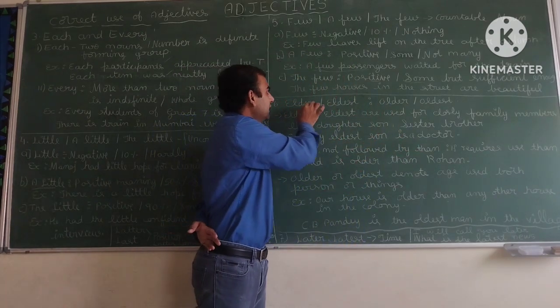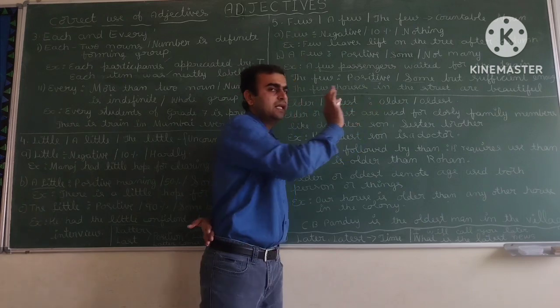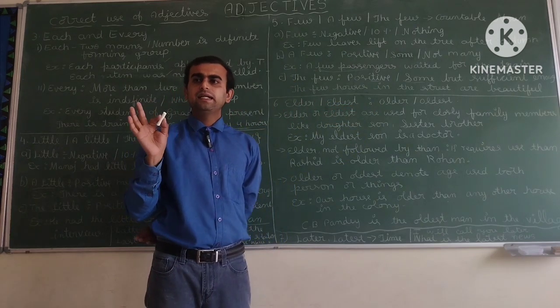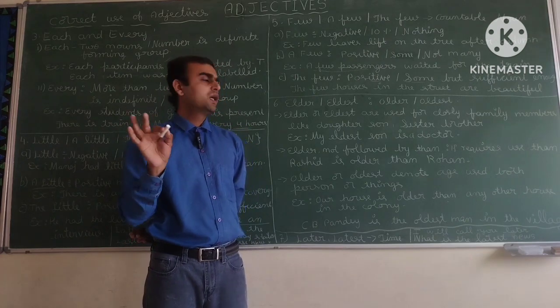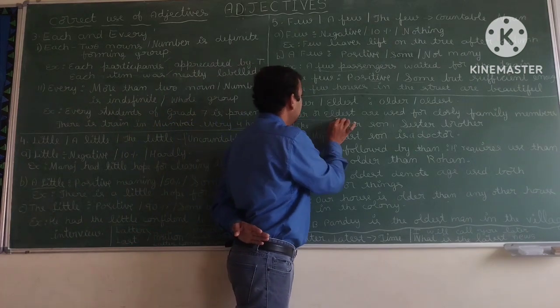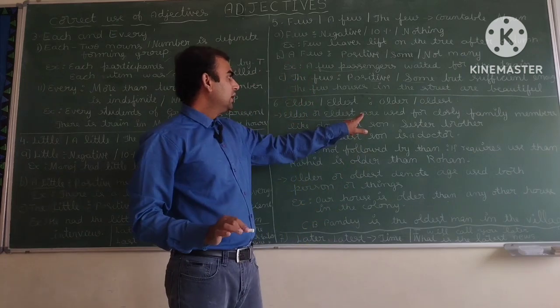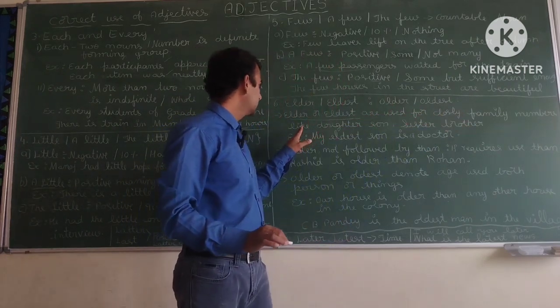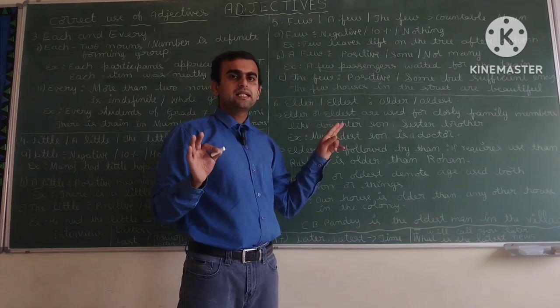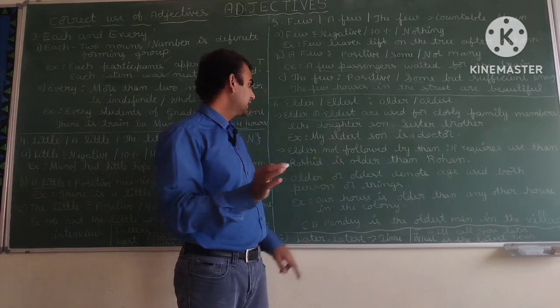Next, sixth one: elder, eldest, older and oldest. Where to use elder and eldest? Where to use older and oldest? First, let us take elder and eldest. Elder and eldest are used for closely related family members like daughter, son, sister, brother, etc.